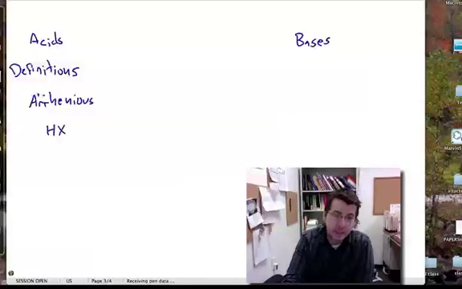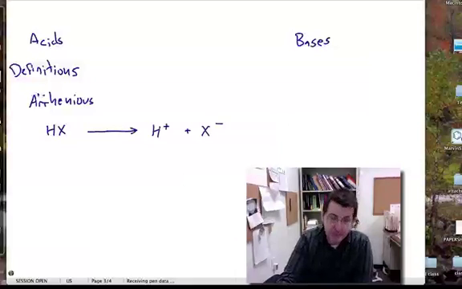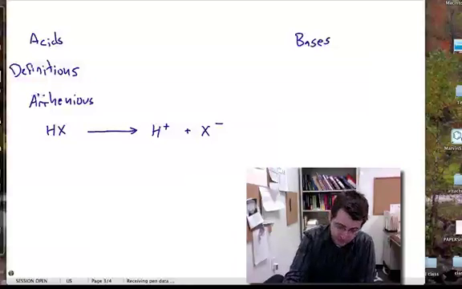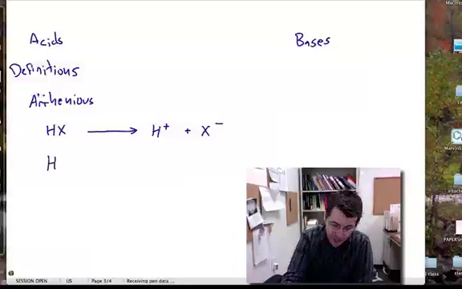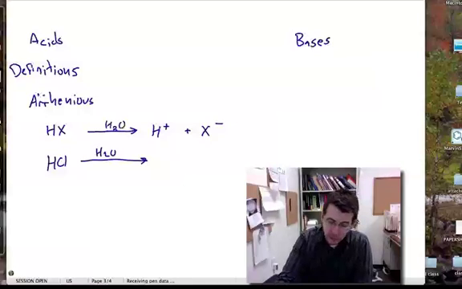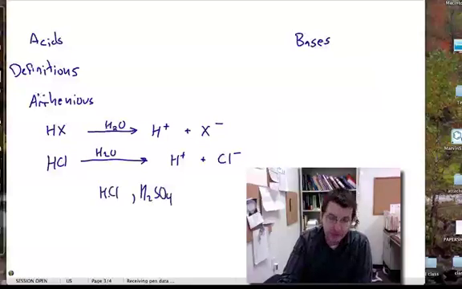They have some sort of material that releases H plus in solution. Our familiar acids are things like HCl, which in water will release H plus and the chloride ion. All right, so these fit the behavior of things that we know: HCl, H2SO4, etc., etc. These all behave as acids.